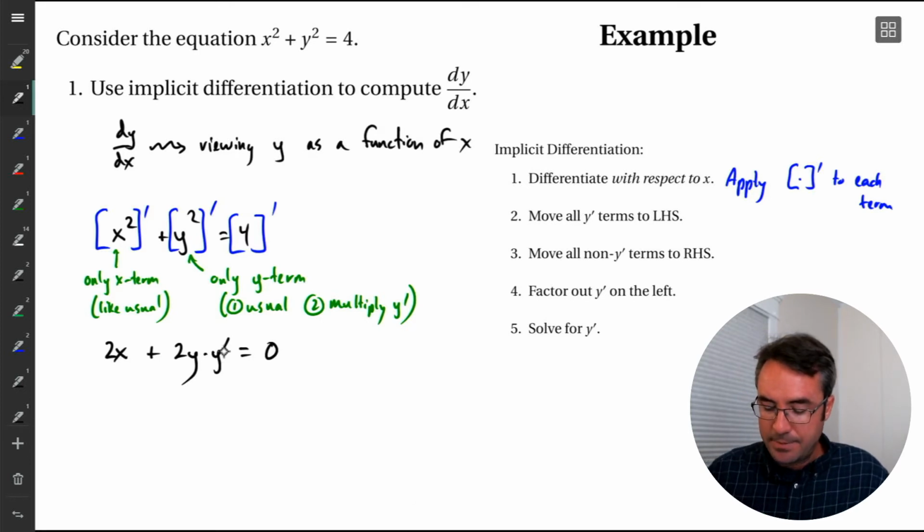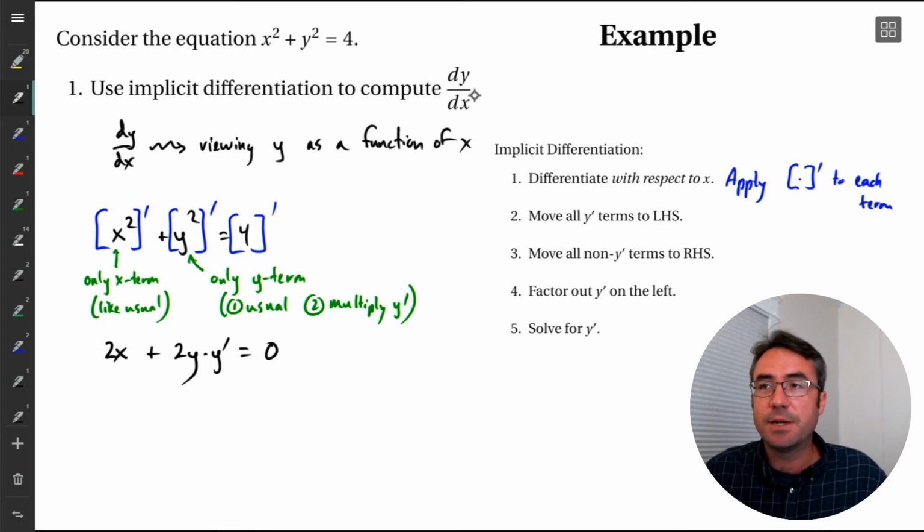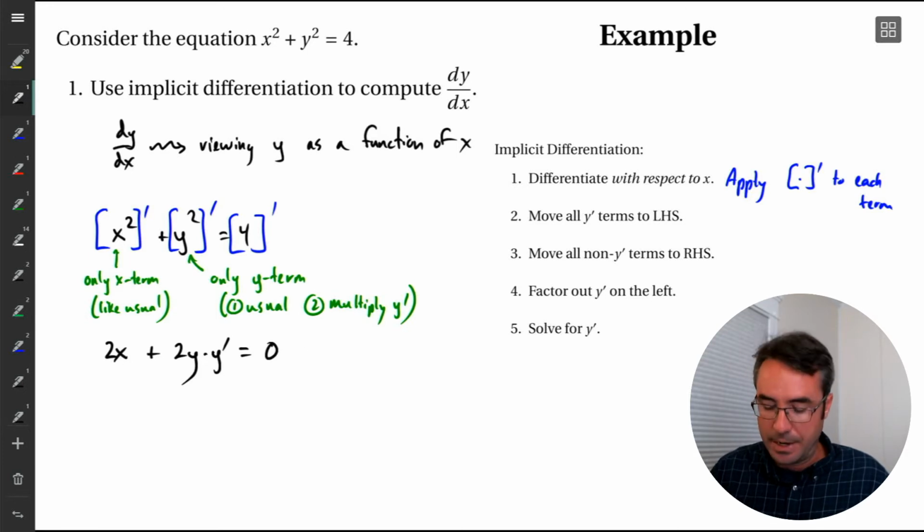All right, so this y prime here is what we want to solve for. y prime is our dy dx, and if you wanted to use dy dx here, you could. So we want to solve for y prime. The way to do this is step 2: we're going to move all y prime terms to the left side, and move all the terms without y prime to the other side. So let's keep all the y prime terms on the left. Then we're going to take this 2x. There's no y prime in it, so we're going to move it over to the right.